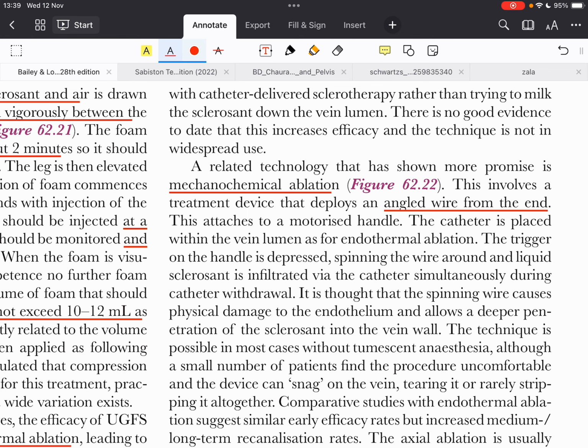This is attached to a motorized handle. The catheter is placed within the vein lumen. As for endothermal ablation, the trigger on the handle is depressed, spinning the wire around. The liquid sclerosant is infiltrated via the catheter simultaneously during catheter withdrawal.